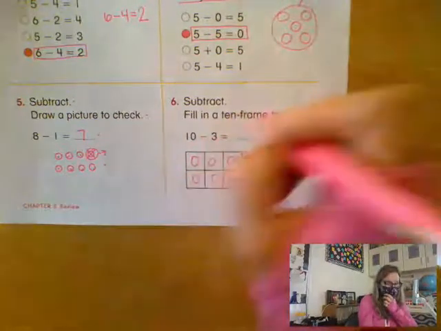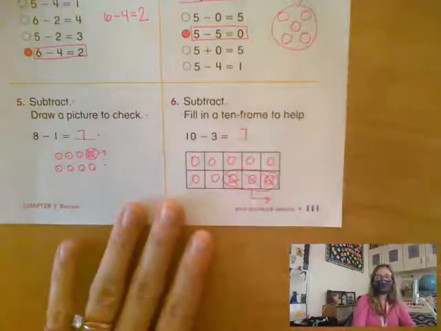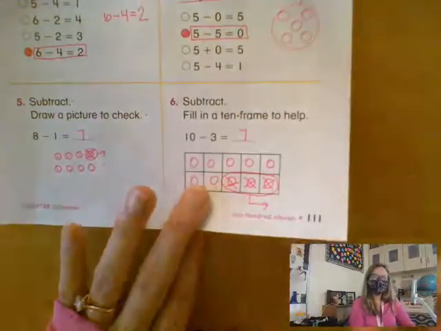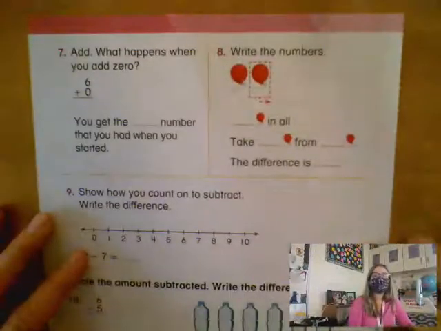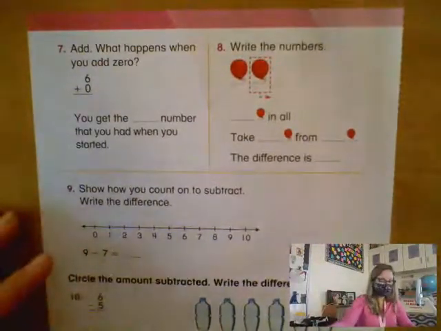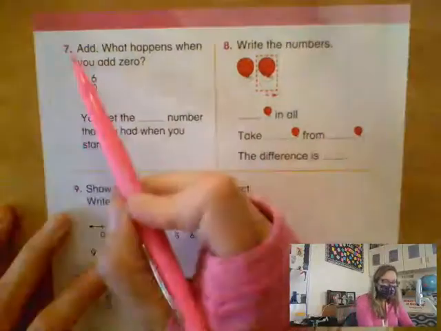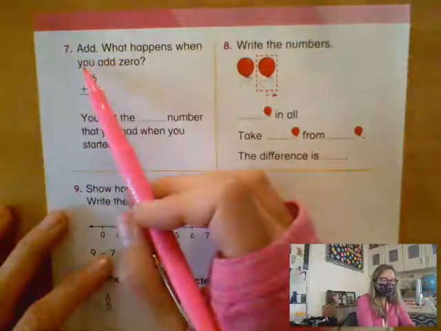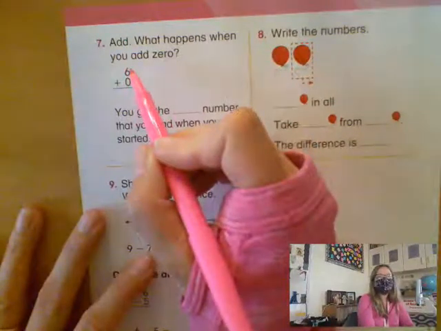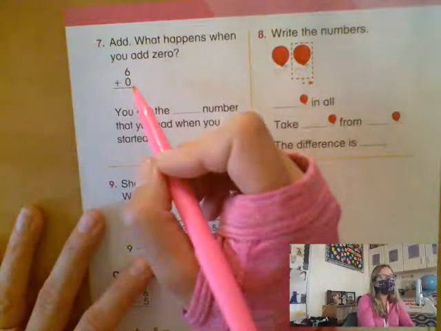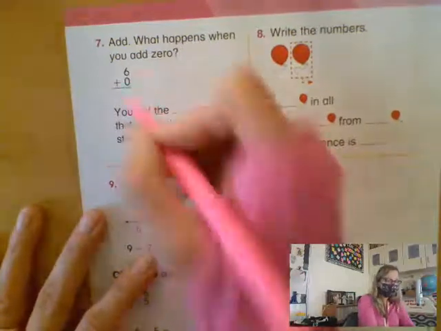7. So 10 take away 3 equals 7. Fantastic. Now let's turn to page 112. At the top of 112, it says add. What happens when you add 0? So what is 6 plus 0 more, Ava June? 6.